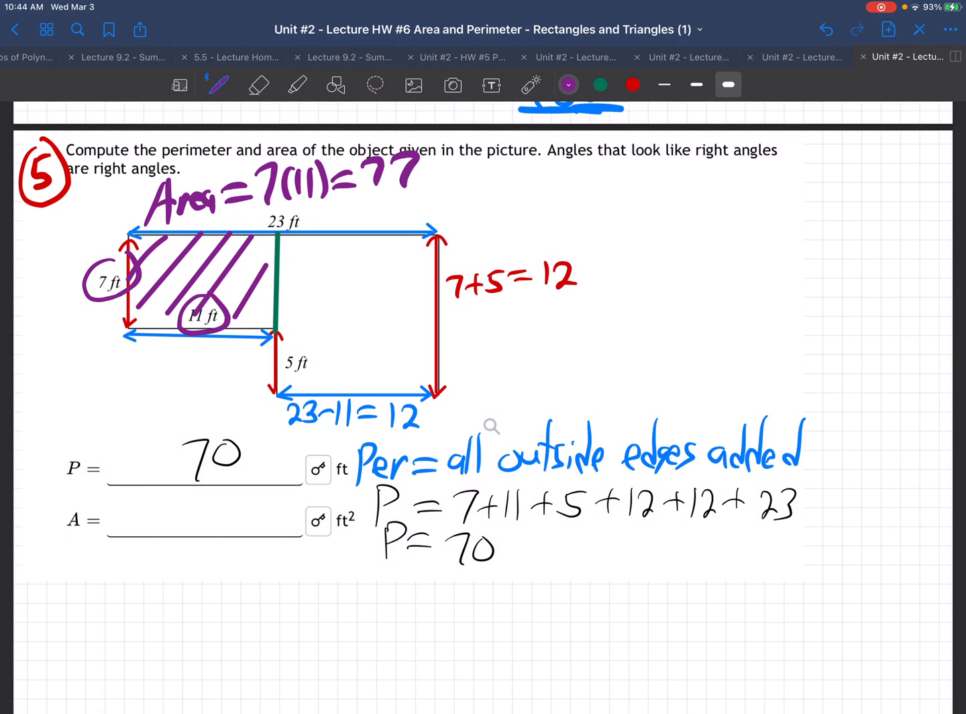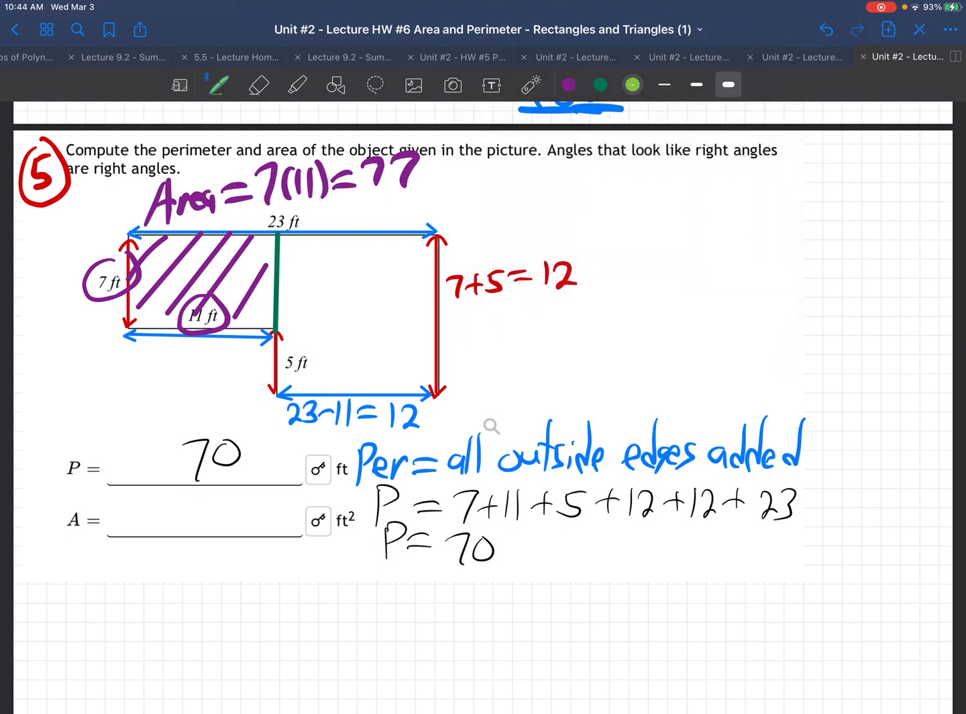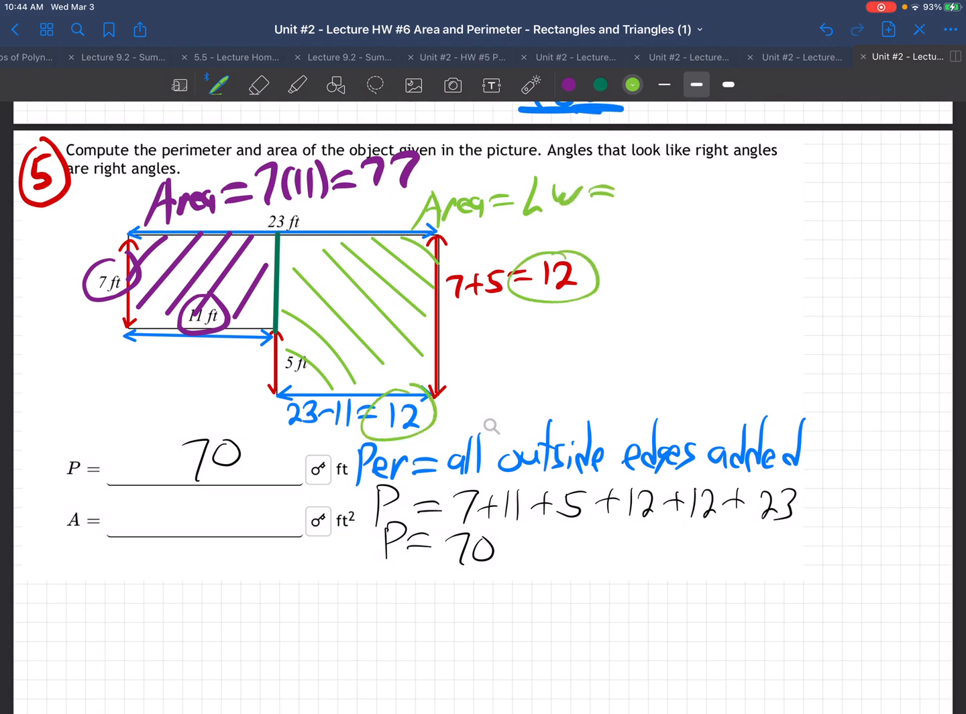And then I've got this other rectangle down here. And let me do that one. So now I want the area of this rectangle. So what's the area of that rectangle going to be? Again, one side times the other, length times width. What are the 2 sides? Well, 12 is this side, and 12 is that side. 12 by 12, 144.